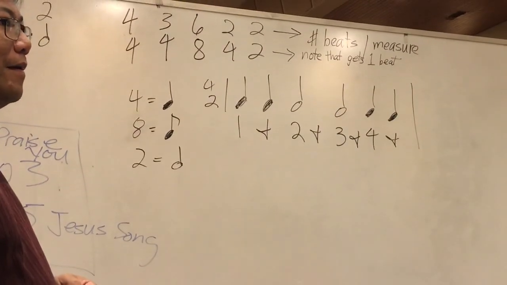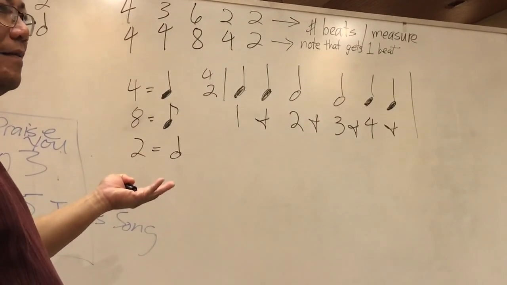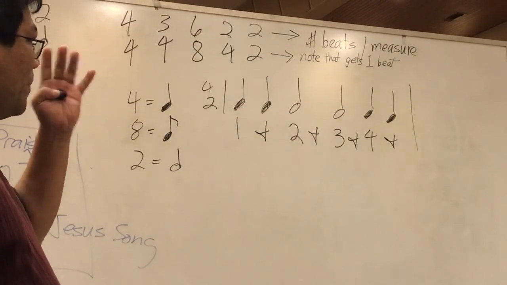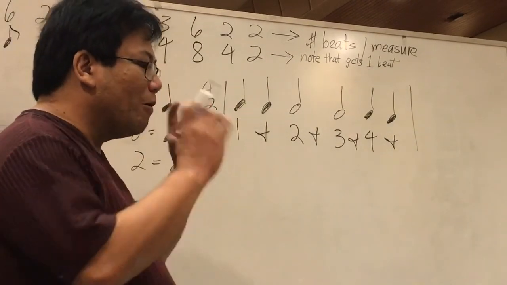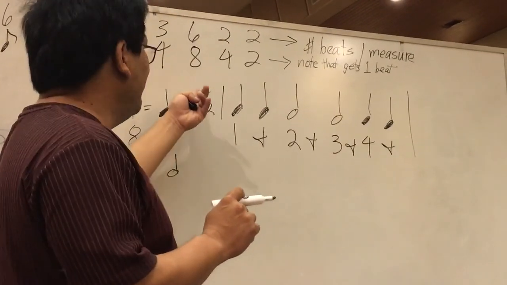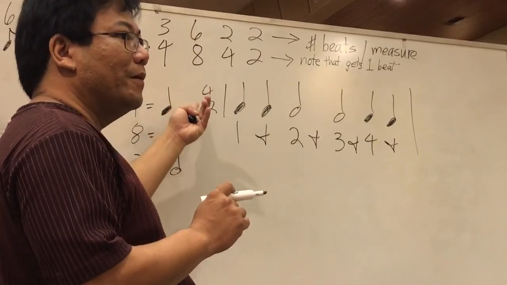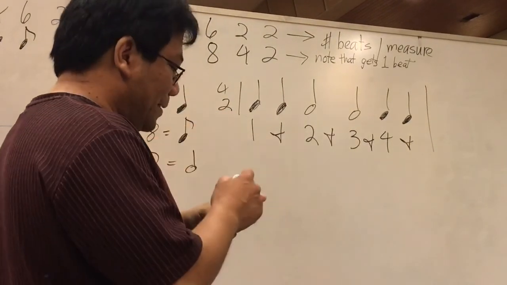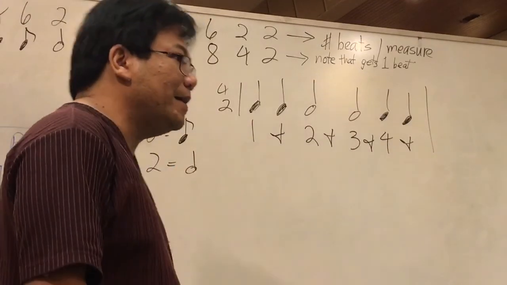Okay, that looks kind of weird, right? Because there's a lot of half notes and quarter notes. Your mind is used to the quarter note getting 1 beat, but this is absolutely correct with the time signature saying 4/2. 4 beats a measure, we have 4 beats, and the half note gets 1 beat. So how do we sing this now?